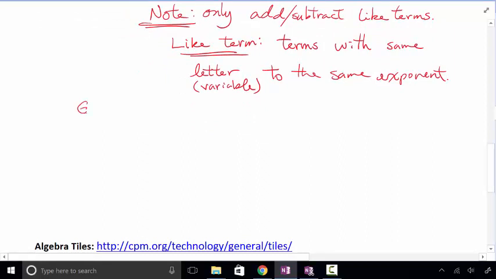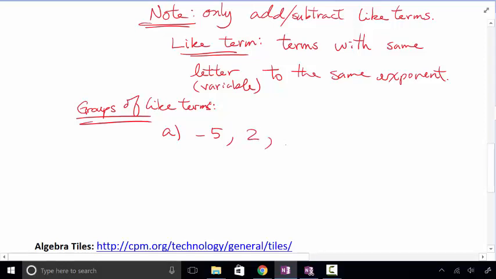Let's try a couple examples. Groups of like terms. So let's try A. All right, what's like 5? What's like -5? What would be another example like this one? A like term with this one? 2. Okay, very good. What else? 3. Okay, good. What else? 7. Okay, good. You understand? So those are like. Let's put another one. 2.5? Yeah, that's like 2.